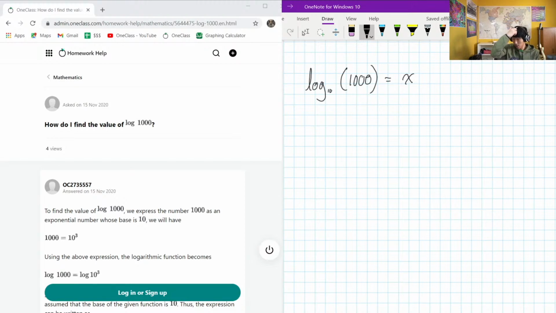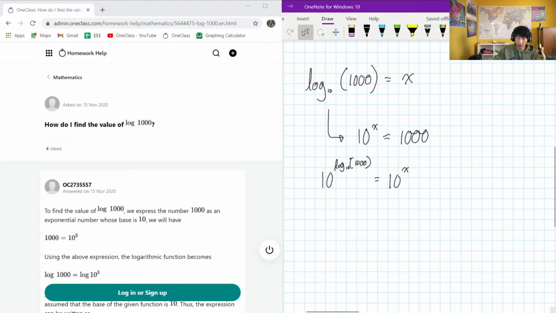Really what logarithms mean is that we are looking for the base to the power of something that is going to be equal to 1000. So essentially, what we're looking for is 10 to the power of x is equal to 1000. To be more formal about it, we could say that 10 to the power of log base 10 of 1000 is equal to 10 to the power of x.